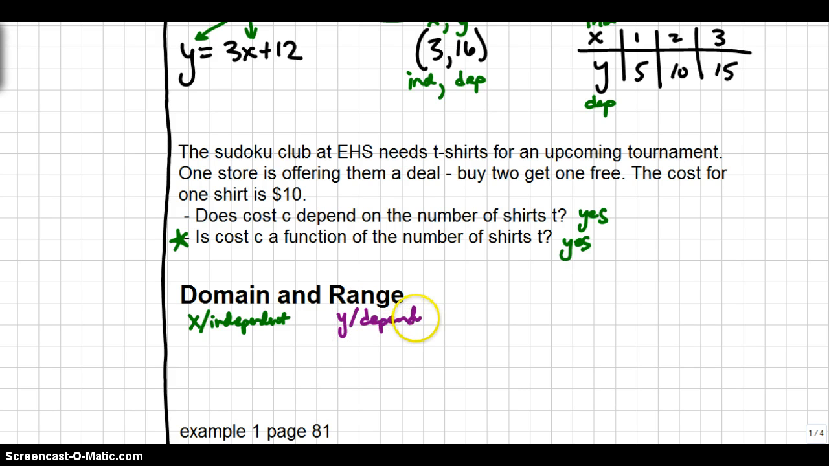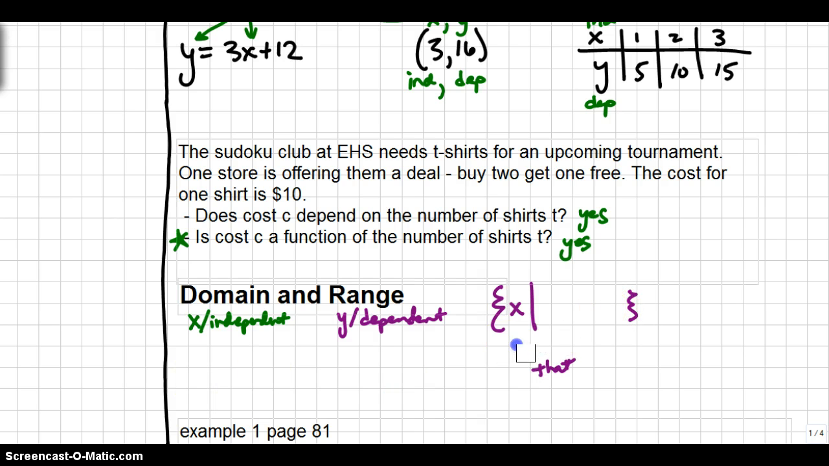Typically, when you're writing the domain and the range, you're going to want to use curly brackets, and then you're going to indicate which variable you're using, x or y. And then you use a vertical bar, which means such that. And then within the rest of the curly brackets, there's going to be a lot of different options for what the domain and the range is going to look like. So the rest of the domain and the range is going to look like one of these things.